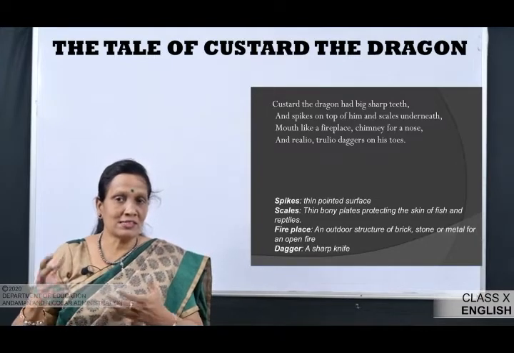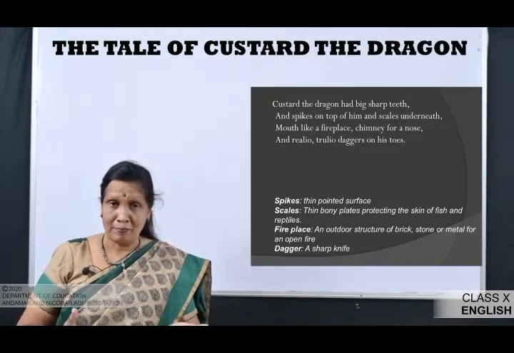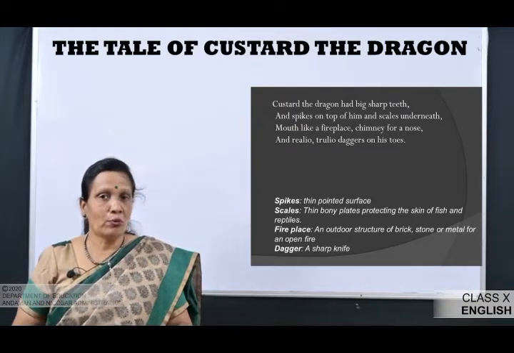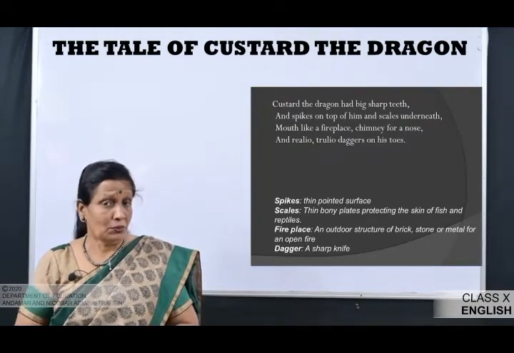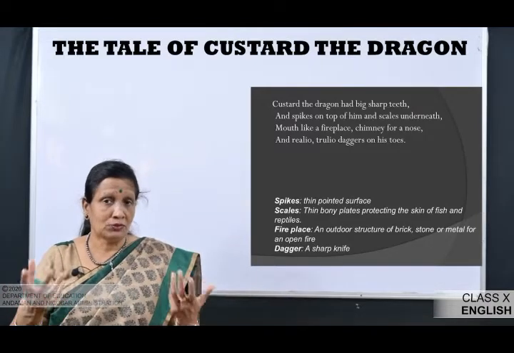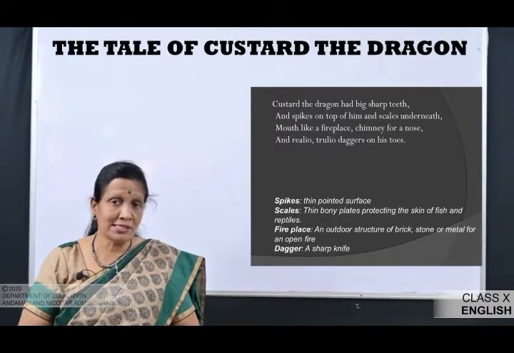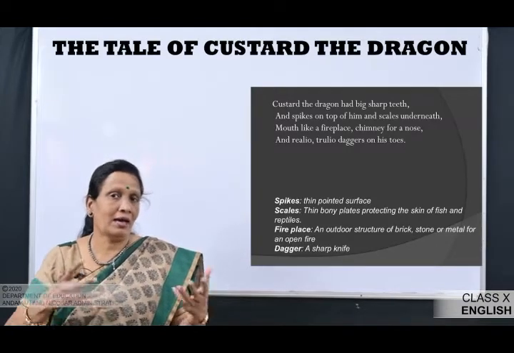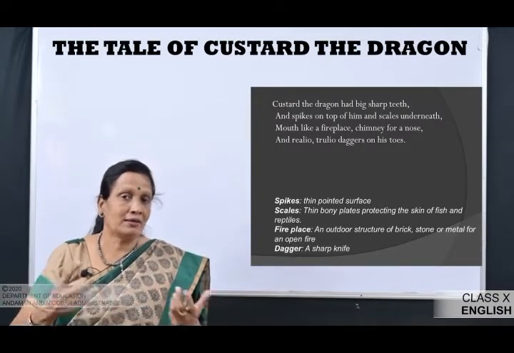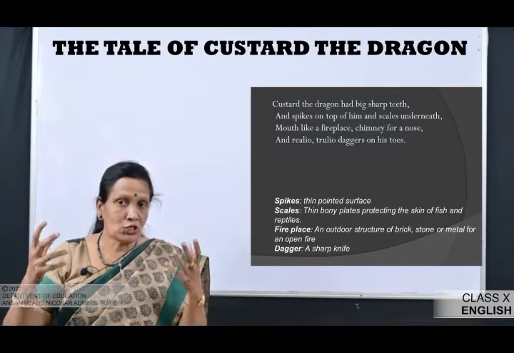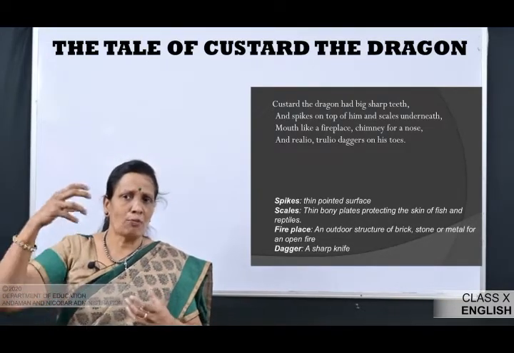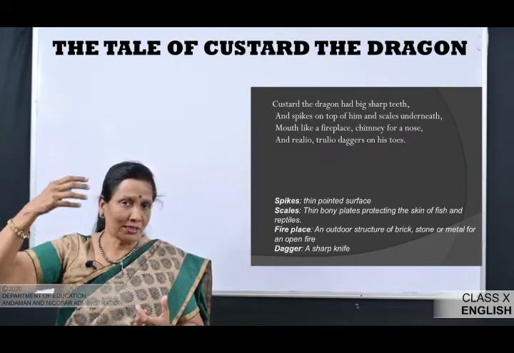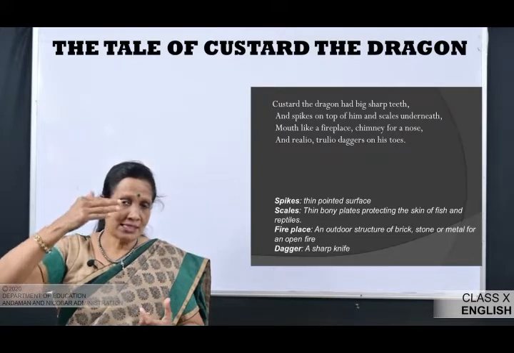Now, the poet in this particular stanza has described the dragon, Custard. So he says, Custard the dragon has big sharp teeth. You have of course seen a dragon in movies and many children's serials or cartoons, and you have also seen pictures of dragons. So you have an idea of how a dragon looks. So it had big sharp teeth and spikes on the top of him. Spikes, as I said, a thin pointed surface.